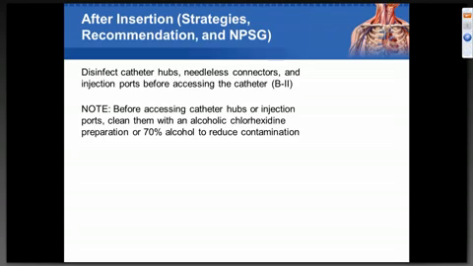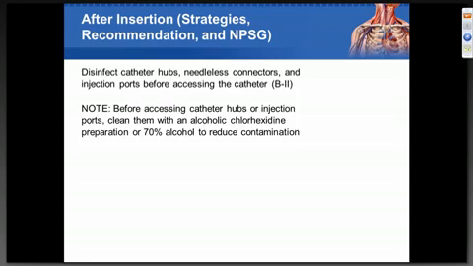Disinfect catheter hubs and needleless connectors. Again, the recommendation before accessing catheter hubs and injection sites is to clean them for at least 15 seconds. Now, it seems very mundane. It seems so odd. But let me count 15 seconds.